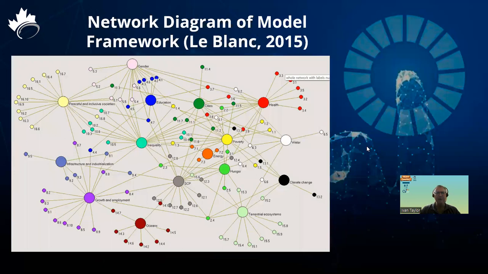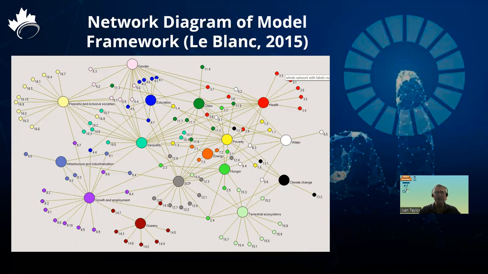So here's the network diagram that LeBlanc developed in 2015. The big circles are the goals. There's 17 of them. The small circles are the targets, which are sub-goals of the goals. And the lines are the connections between the goals through the sub-goals.